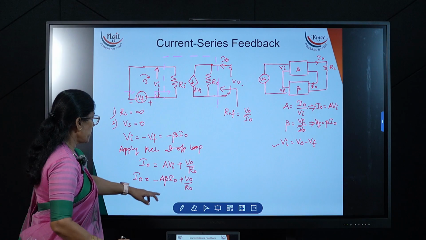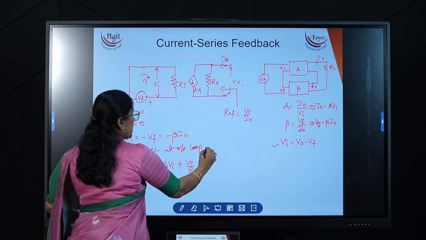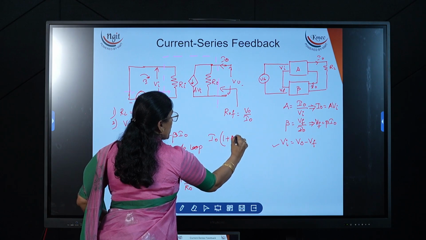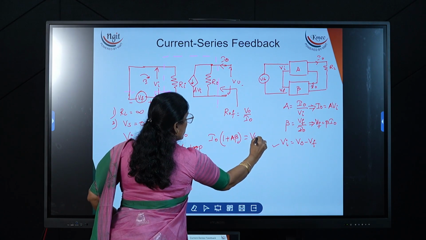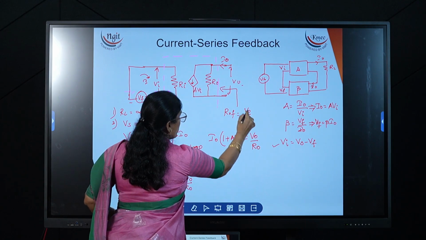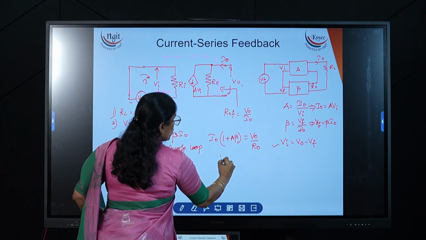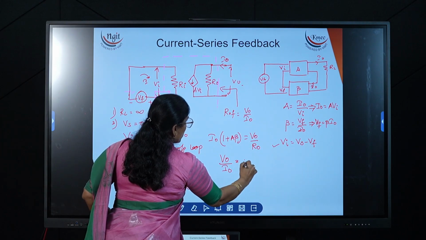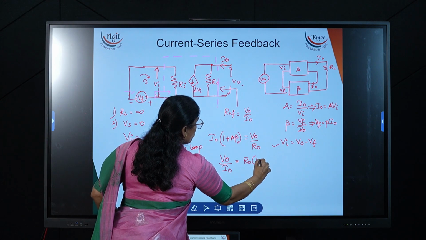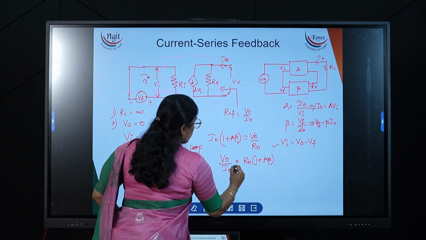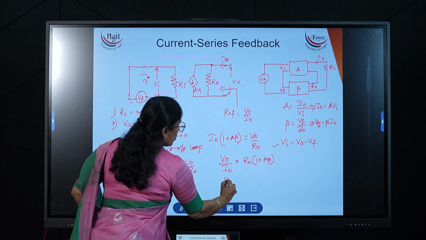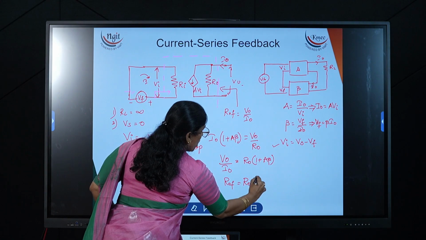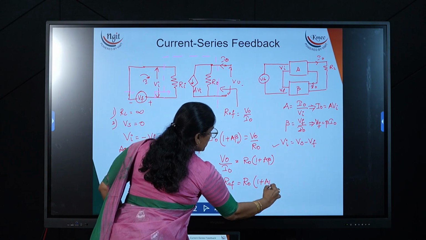From this expression, I write all the I naught terms together and take I naught out. Thereby I get I naught into 1 plus A beta is equal to V naught by R naught. Now we want V naught by I naught, so V naught by I naught is equal to R naught into 1 plus A beta. So V naught by I naught is nothing but R naught F, the resistance after feedback. So R naught F is equal to R naught into 1 plus A beta.